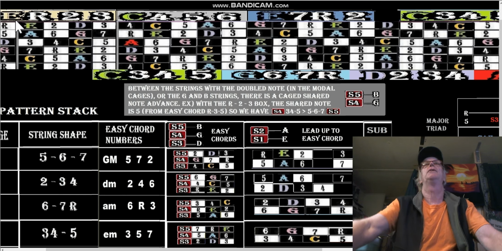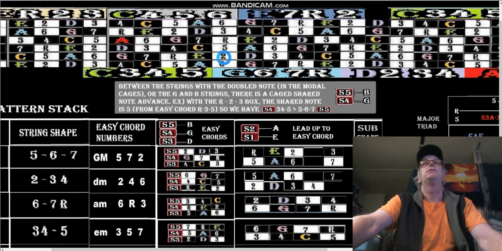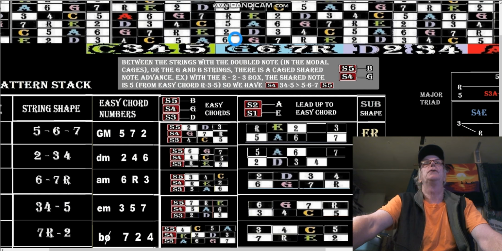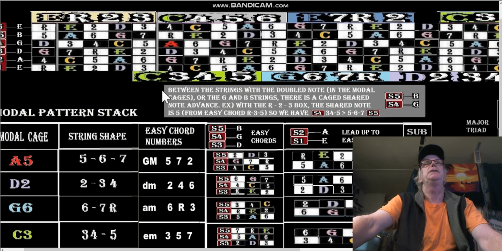What I want to cover on this chart, which is about 5 charts ago, is what I was talking about, the easy chord here. Let's look at what the easy chord is. In the Ionian box here, you've got root 2-3. In the key of C, that would be, in the key of E rather, that would be root 2-3, where E is the third of the key of C.